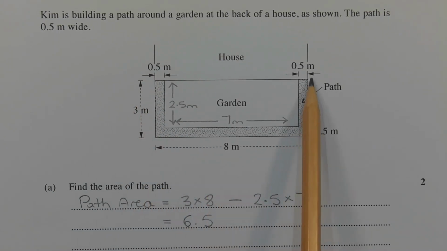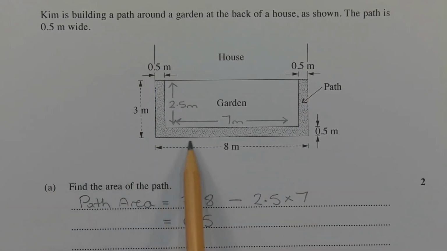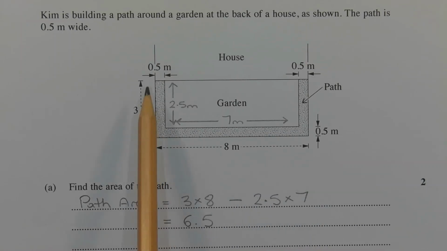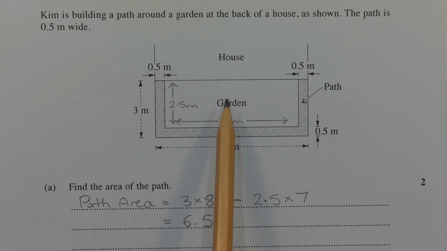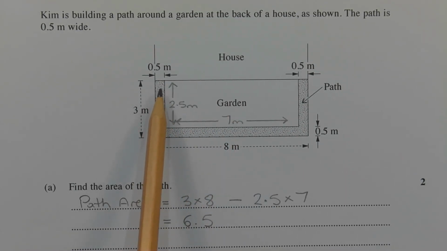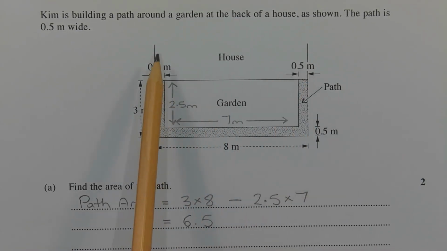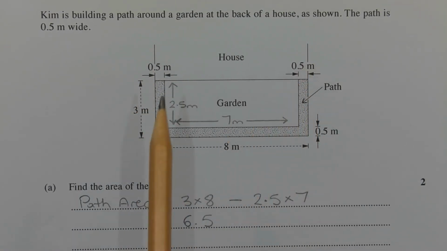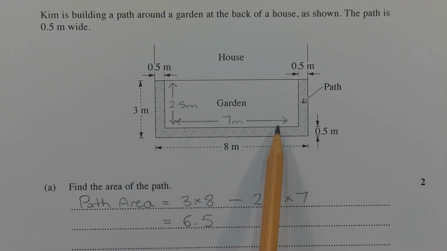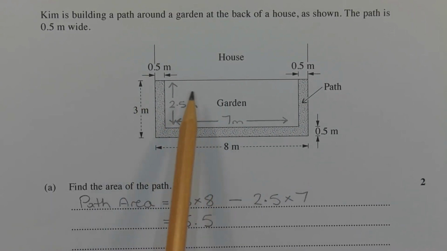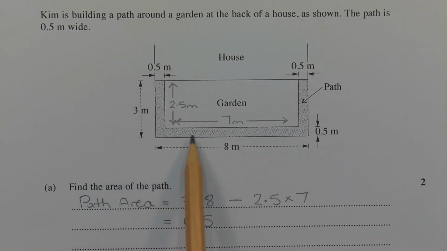The area of the path is the difference between the area of the large rectangle and the area of the small rectangle which represents the garden. Now the dimensions of the large rectangle is 3 meters by 8 meters. The dimensions of the garden, when taking into account the width of the path, so subtracting the width of the path from the dimensions of the large rectangle, that gives us the dimensions of the garden 2.5 meters by 7 meters. So the difference between these two areas, the area of the large rectangle and the area of the small rectangle, will give us the area of the path.